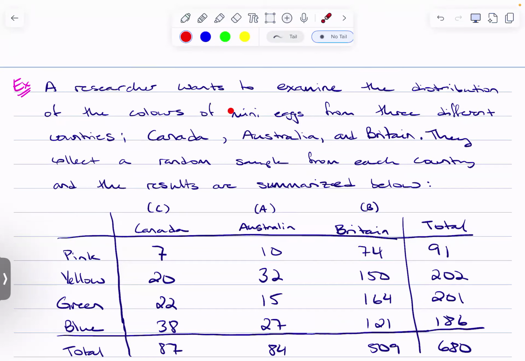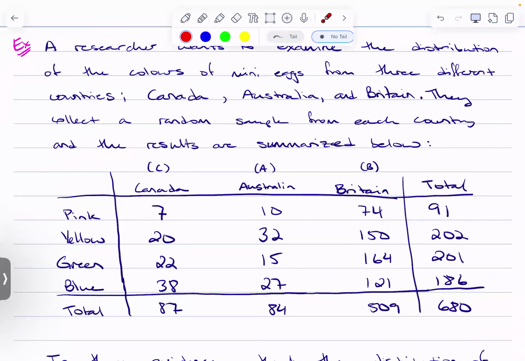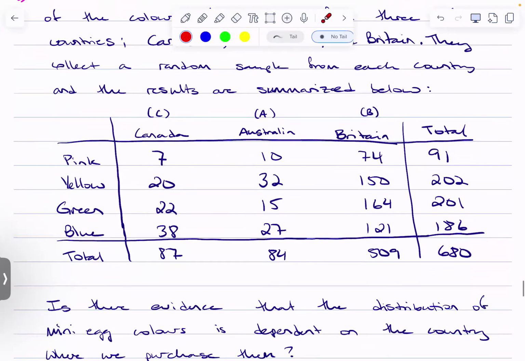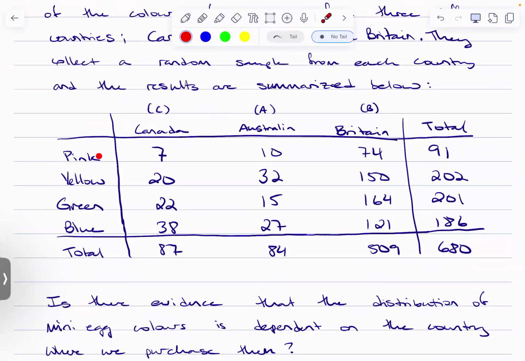A researcher wants to examine the distribution of the colors of mini eggs from 3 different countries: Canada, Australia, and Britain. C, A, B for simplicity. So they collect a random sample from each country and the results are summarized below. You might know that mini eggs tend to come in 4 colors: pink, yellow, green, or blue, which conveniently all start with different letters. Nice. And we found these observed counts.